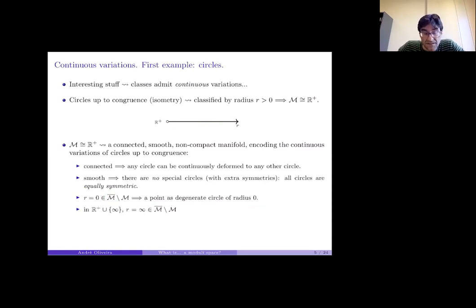On the other hand, if I consider R plus union infinity, infinity is still in the closure of our moduli space, but not in it. Things which are in the closure but not in the moduli space can be seen as degenerations of the objects we are considering. So I can see the line at infinity in the plane as a degenerate circle of radius infinity. All these are general principles of moduli spaces. Connectedness means you can deform any object into another one; smoothness means there are no special objects; and things in the closure but not in the space are degenerate objects.